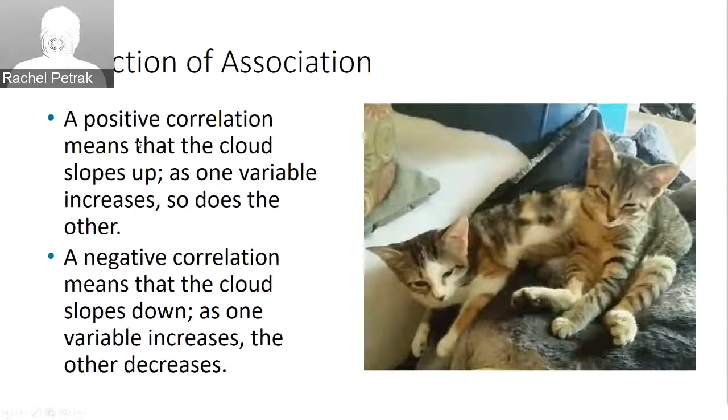We look at a couple more things when looking at a scatter plot, including the direction of the association. So we first examine whether the association is positive, meaning that the cloud slopes upward, and as one variable increases, so does the other, or a negative correlation, which shows that as one variable increases, the other decreases. We see this translated into the correlation as a positive value or a negative value.